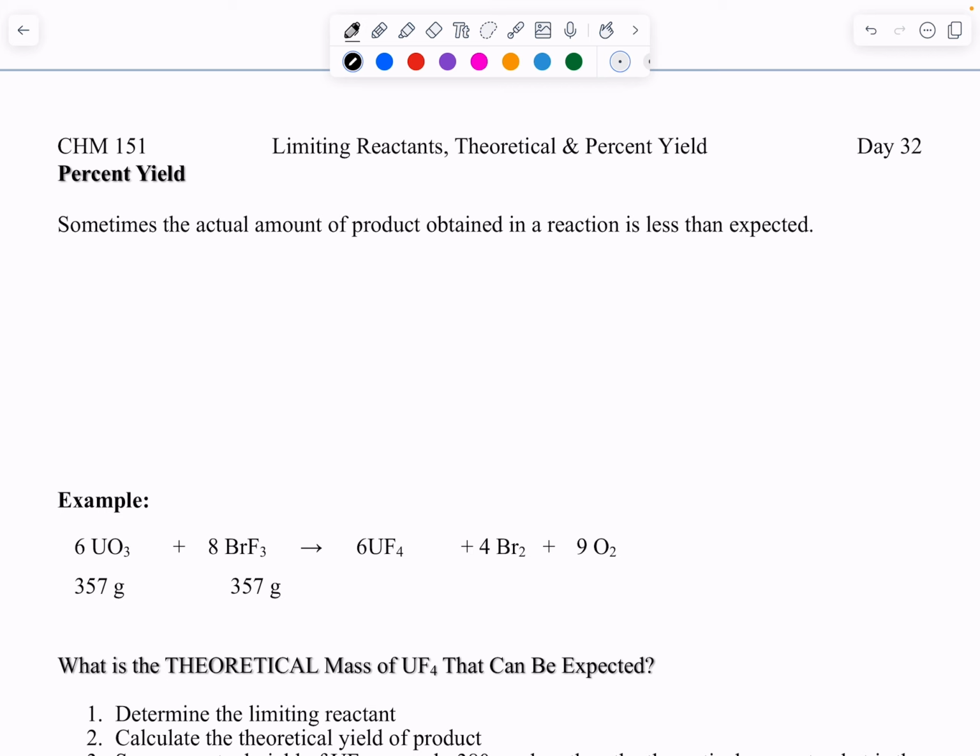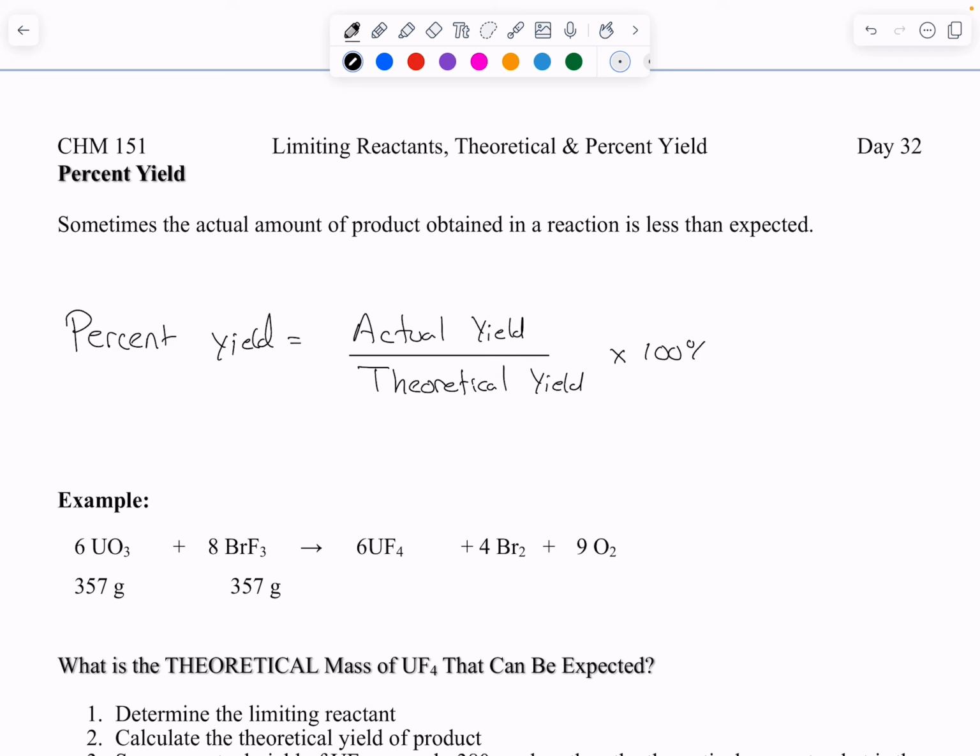You take a test and you get 19 out of 20 correct, right? That's a 95% yield, right? That's the same thing. So percent yield is equal to the actual yield divided by the theoretical yield times 100%. All right. Now, actual yield in the lab, right? It's measured.